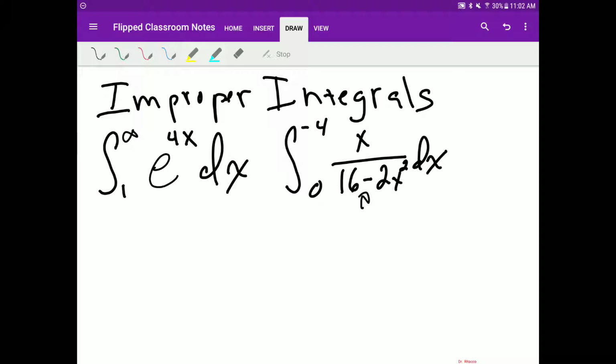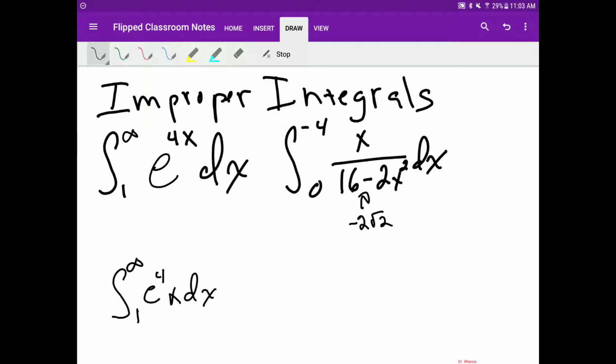If we take the integral of something and the integral goes to infinity, or if we take the integral of something and there's a discontinuity in it, we have to treat it specially. So here we've got x over 16 minus 2x squared. Well, at negative square root of 2 there's a vertical asymptote in there because it's not defined, we have x over 0, so we can't have an integral. So we have some sort of vertical asymptote that we have to deal with. All right, so how are we going to deal with these improper integrals? If we start with the integral from 1 to infinity of e to the 4x dx.